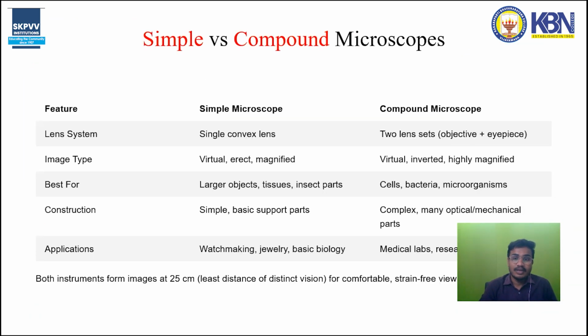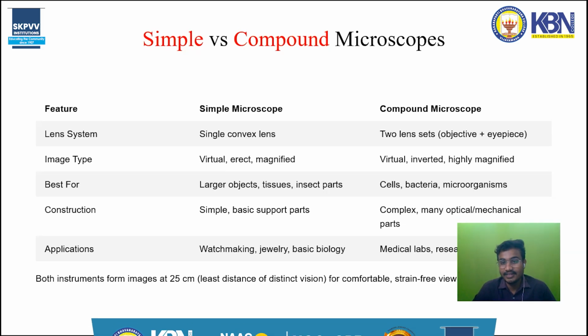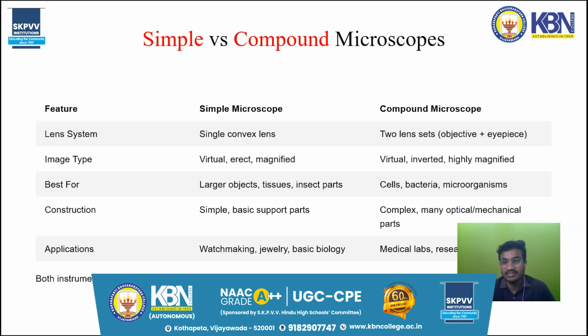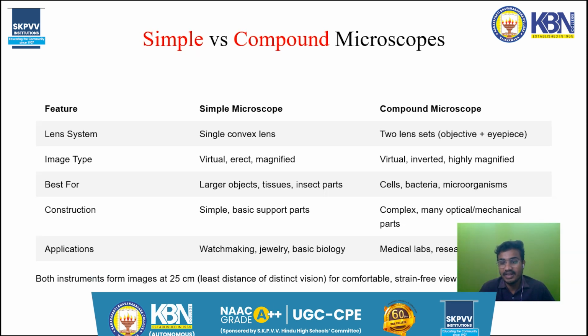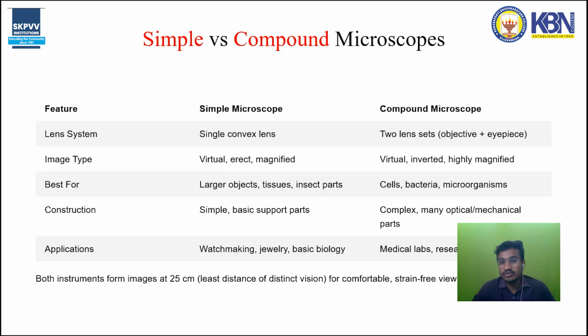So now we have seen the simple and compound microscope as well. Simple and compound microscopes have these differences. Coming to the lens system, a simple microscope has a single convex lens, whereas a compound microscope has two sets of components, the objective lens and the eyepiece lens. That's why in a compound microscope we have the formula m is equal to m naught times 1 plus d by f.